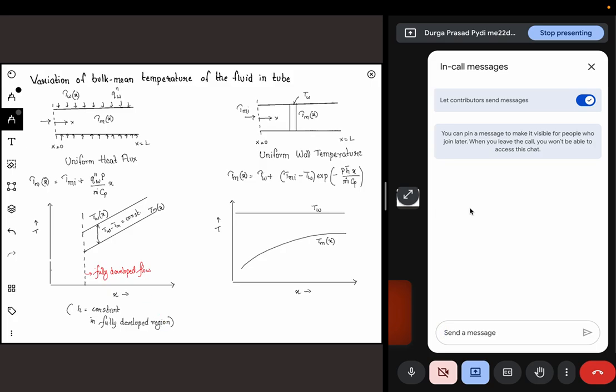Now for the other case, it will vary exponentially. So at infinite length, this Tm will eventually become equal to Tw. Maybe I should have drawn it that way. Are there any queries up until here?